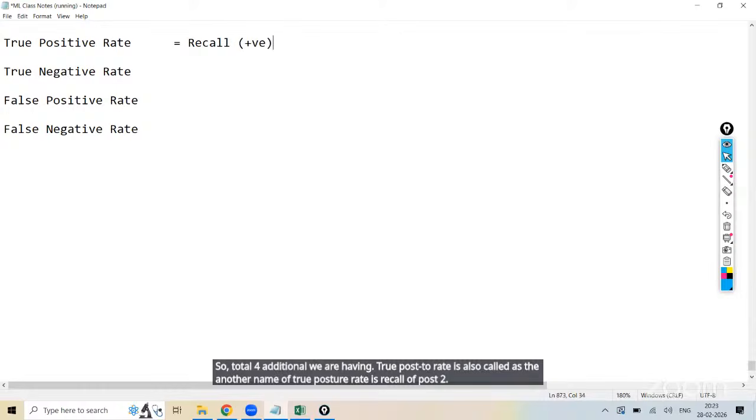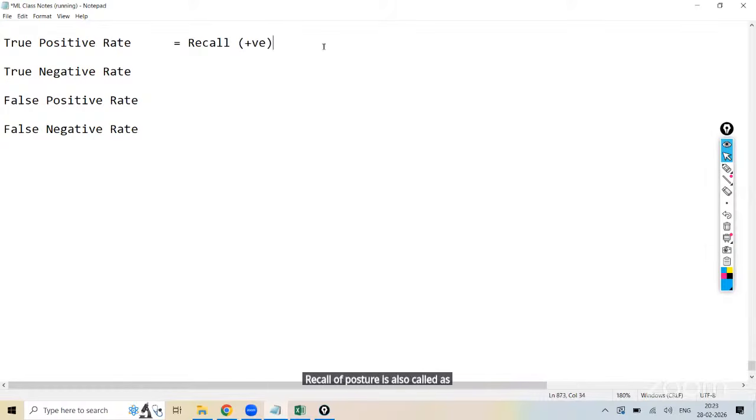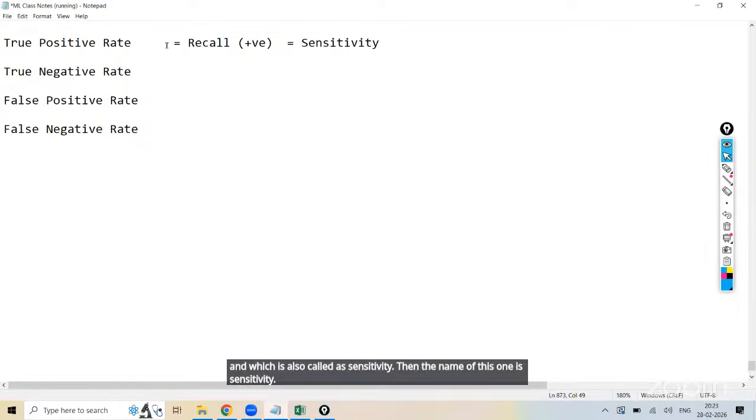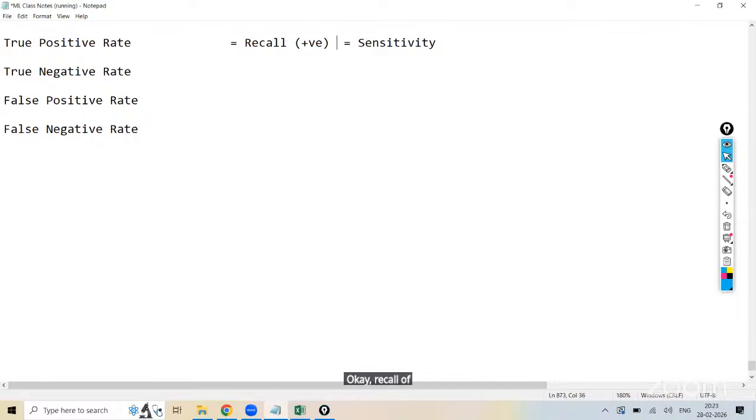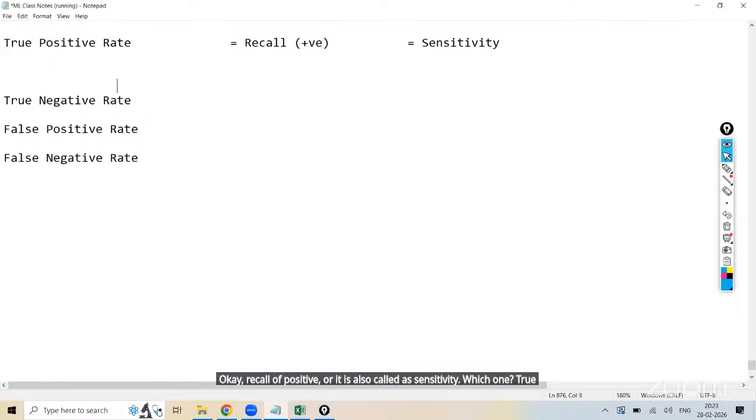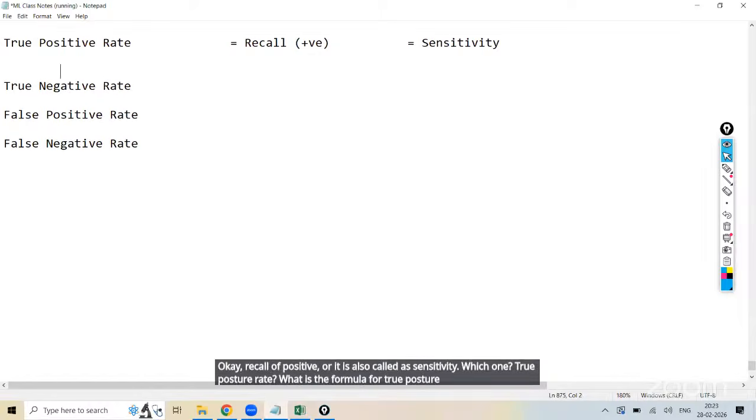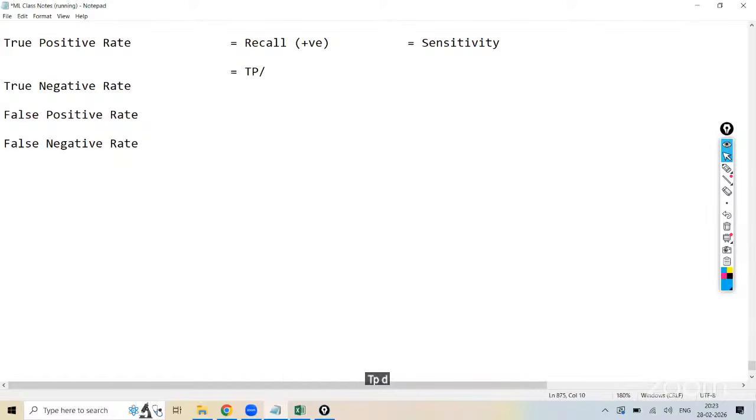Recall of positive is also called true positive rate, and it is also called sensitivity. Recall of positive, or sensitivity, which one? True positive rate. What is the formula for true positive rate, guys? Recall of positive only. What is the formula of recall of positive? TP divided by TP plus FN.